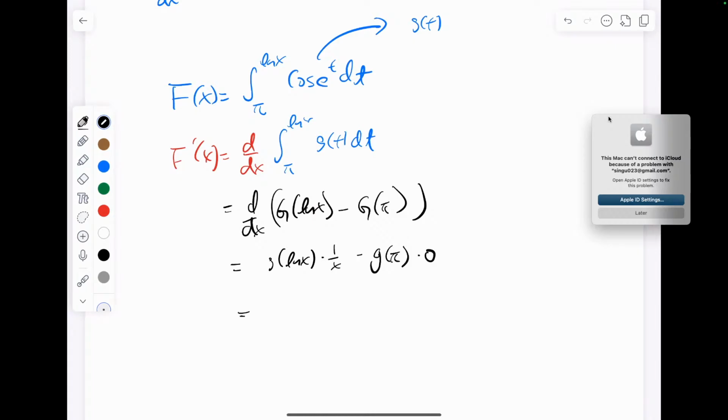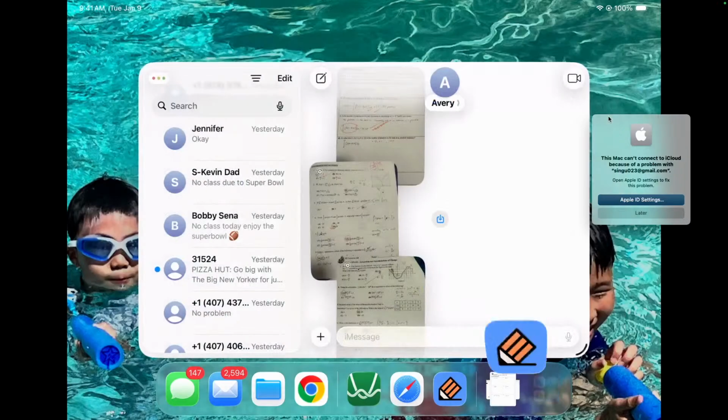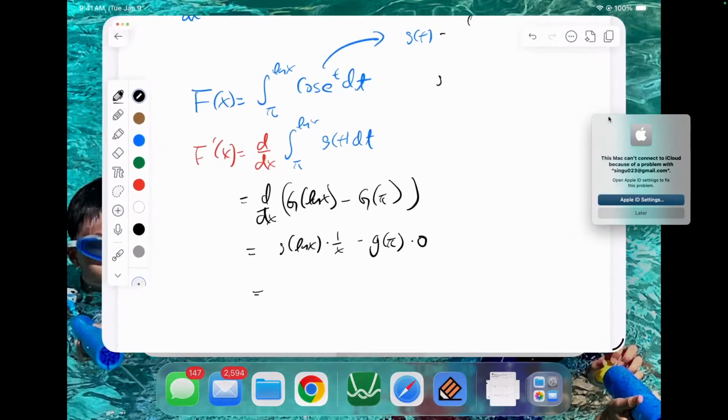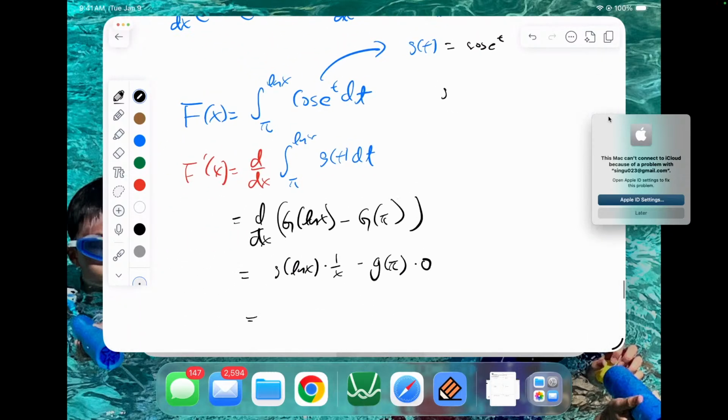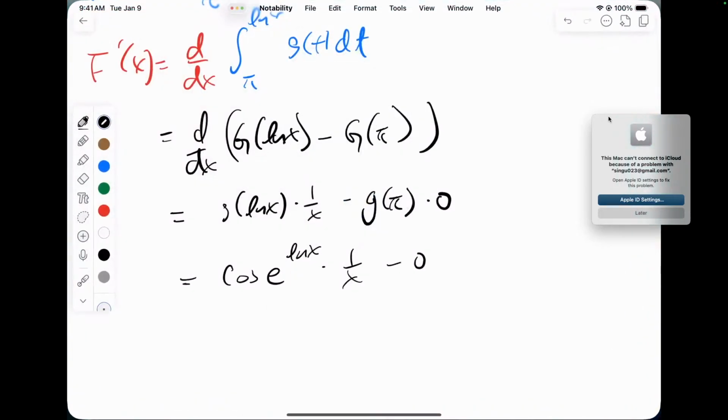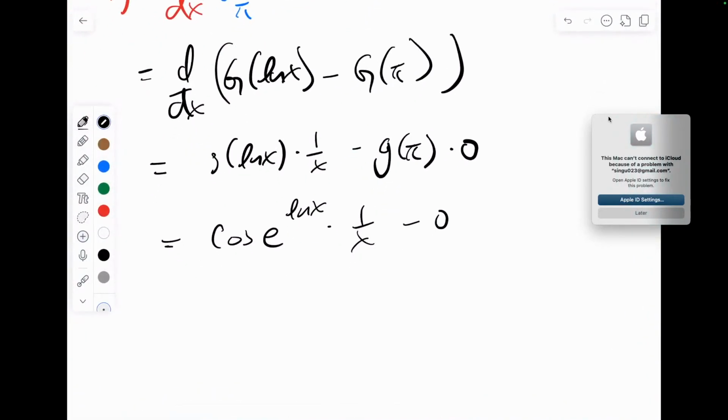And then you can say, oh yeah, if this g of t is equal to cosine of e to the t, I'm just going to plug in the natural log of x. So it'd be cosine of e to the natural log of x times 1 over x. Now this part is 0. And then you recognize that this part here, e to the ln, are inverses of each other. So it'd be cosine of x over x. And that's the final answer.